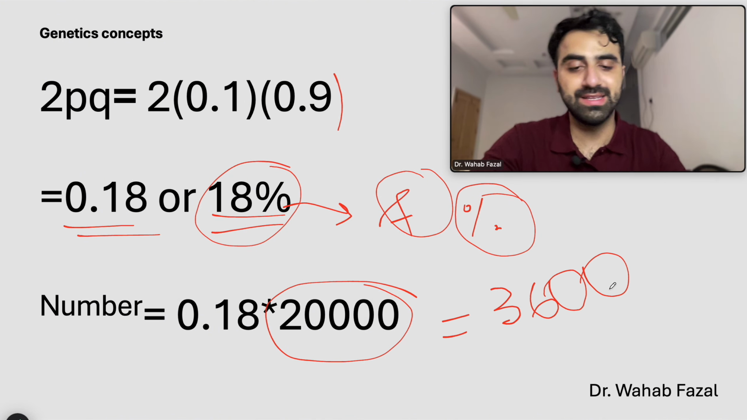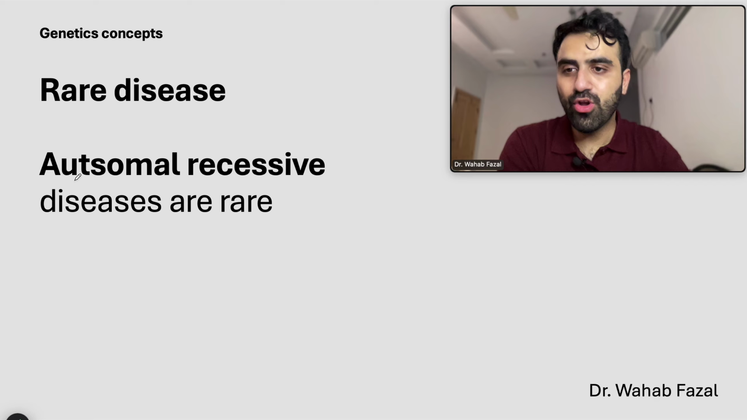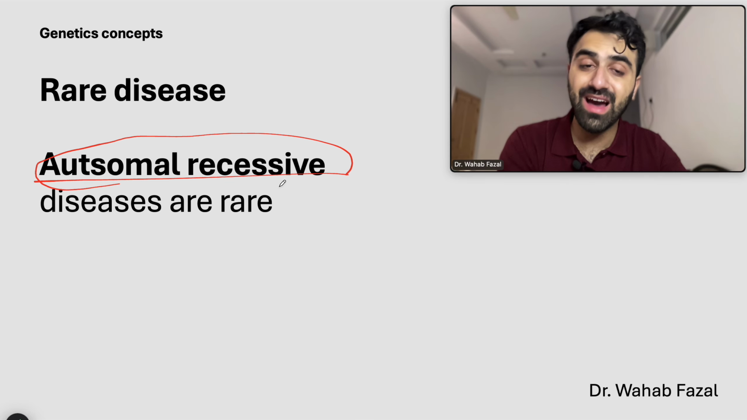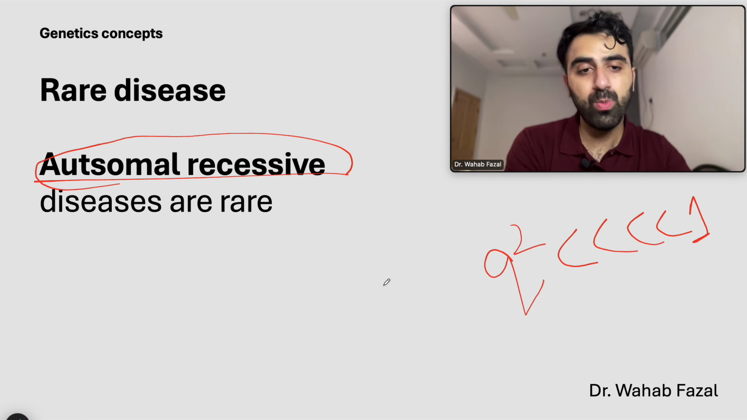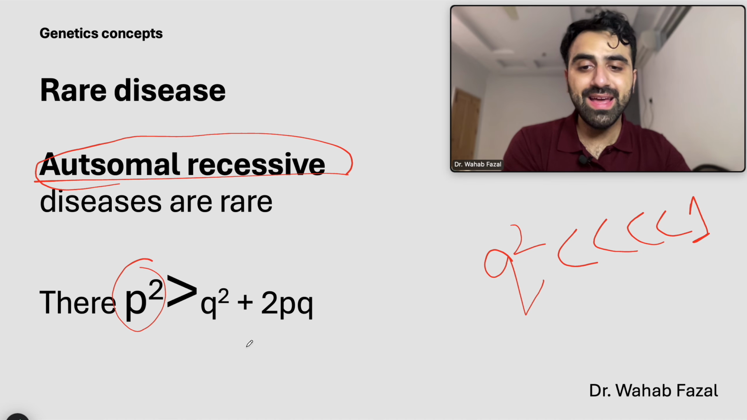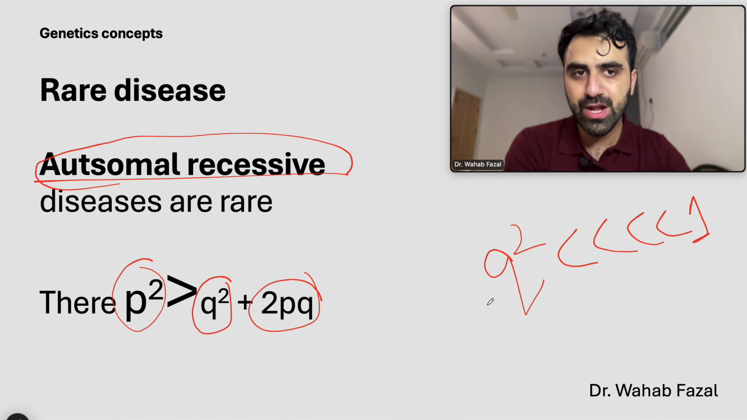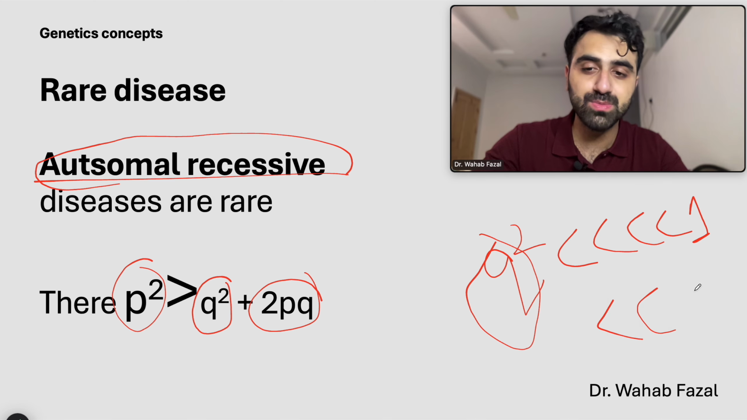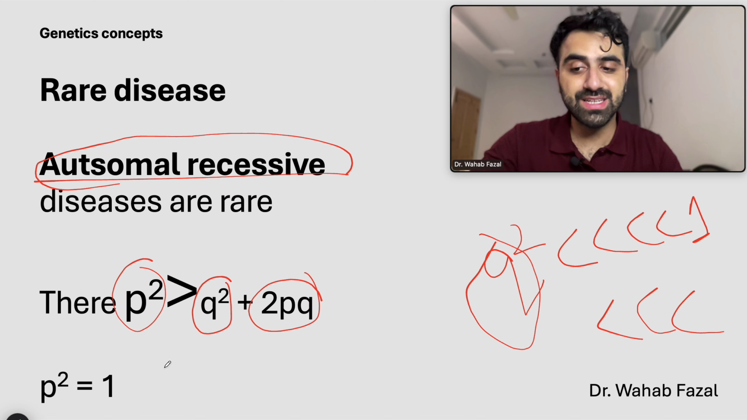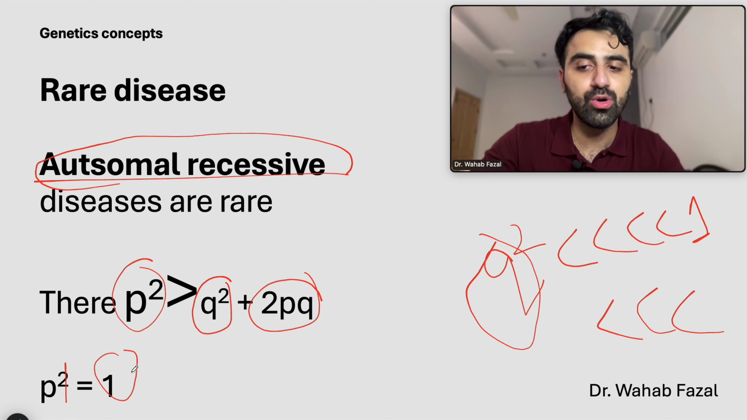So now let us go into it. In the rare disease phenomenon, autosomal recessive diseases are extremely rare. That means the q squared is actually very, very small. It's way smaller than 1, right? Then p squared actually becomes even bigger than q squared or 2pq, the heterozygotes. This means that the frequency of the autosomal recessive allele is very, very low. In that case, you can just assume that p squared or just p is equal to 1. This is the rare disease phenomenon, and this is all that you need to know about it.